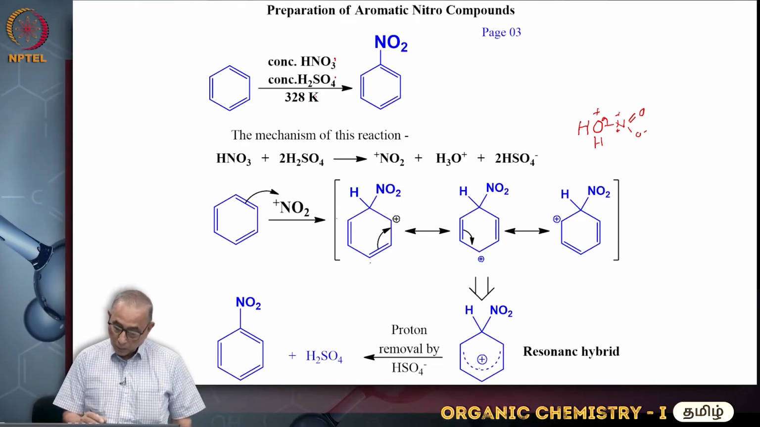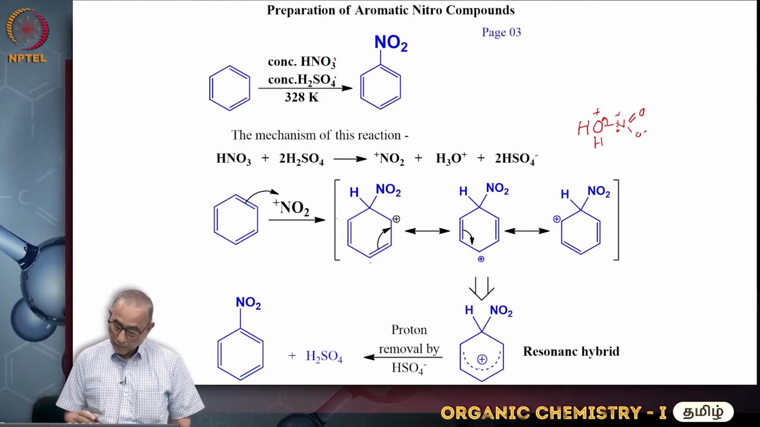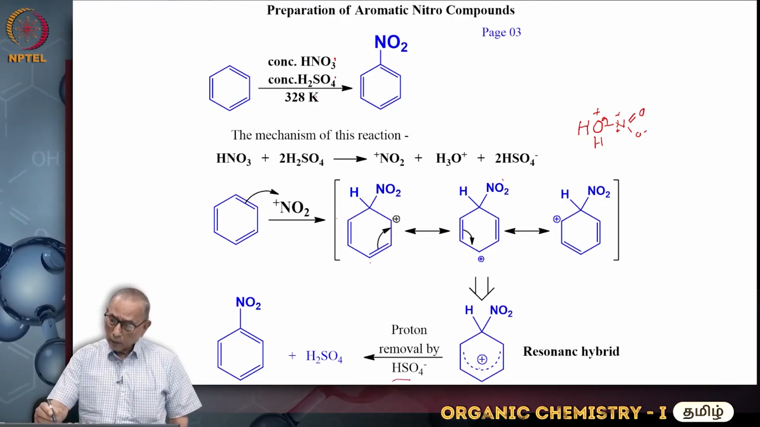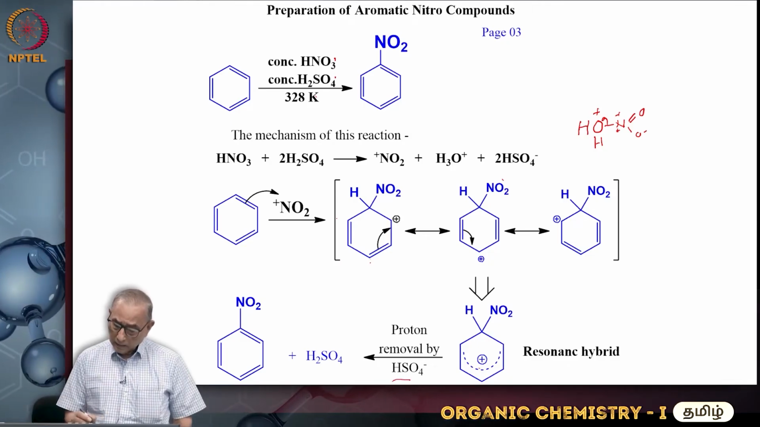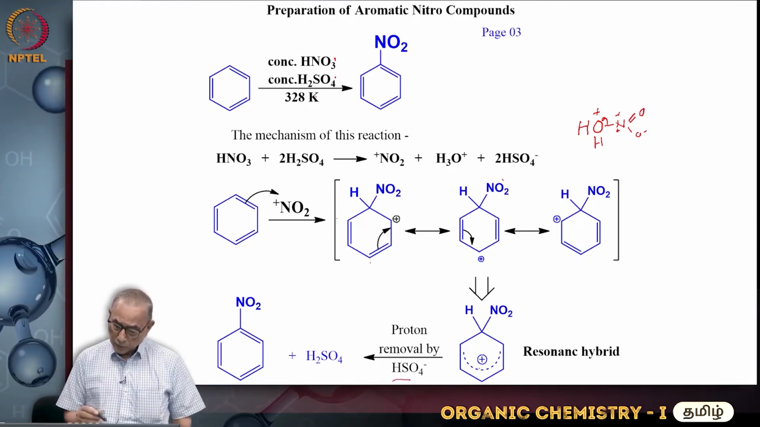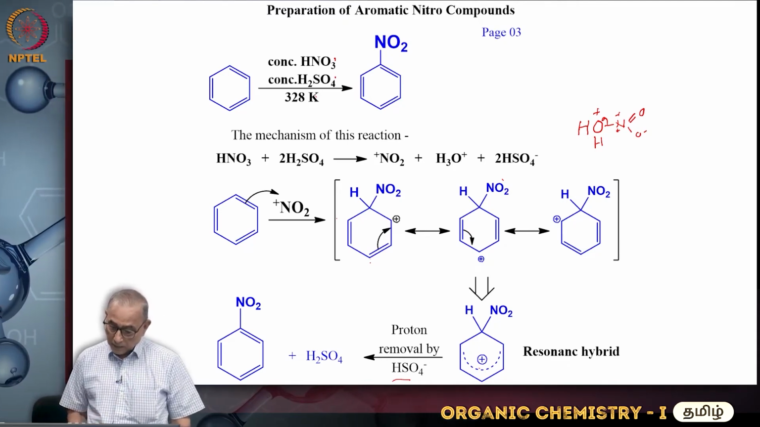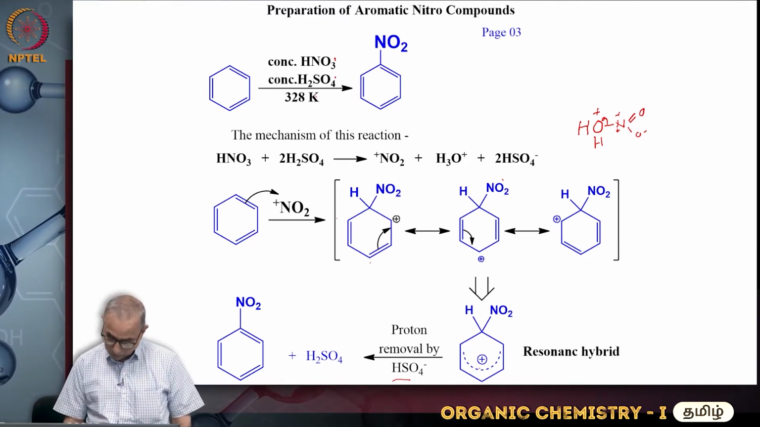Then from this, one proton is removed by HSO4-. This is the counter anion. It will react with the proton to form H2SO4. The NO2 benzene ring is formed, or nitrobenzene is formed.